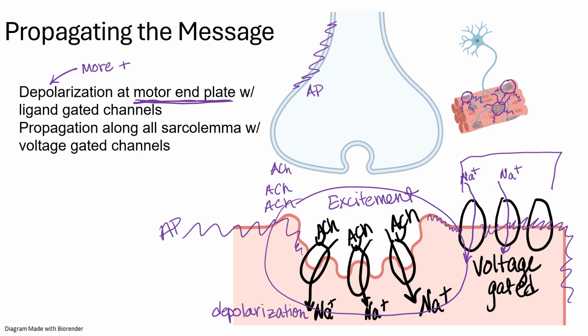I wanted to mention that even though we've covered a bunch of steps here, we have not talked about contraction. All that we've talked about is the process of putting an action potential into a muscle, which does not guarantee contraction. It increases the probability of a contraction, but it doesn't guarantee it.